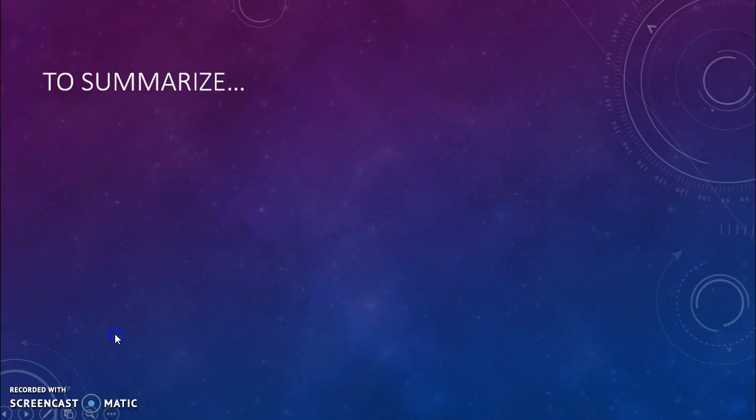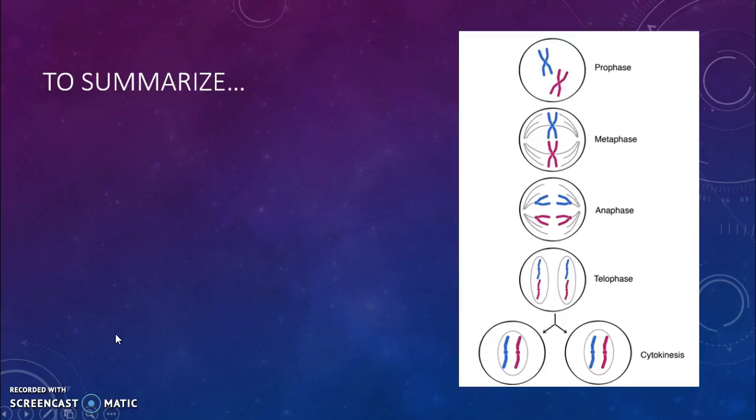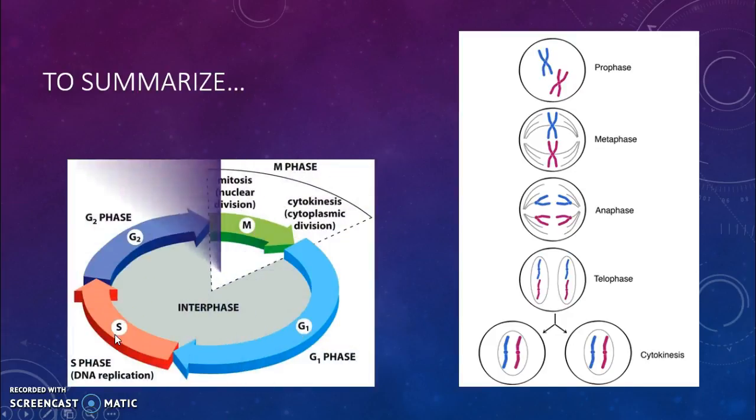To summarize, the cell cycle consists of three phases: G1, S, and G2, and the M phase. G1, S, and G2 are in the interphase, and there are three checkpoints throughout. Mitosis has four phases, and the end product is two identical daughter cells.